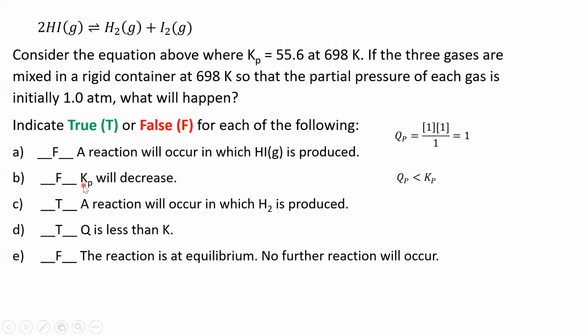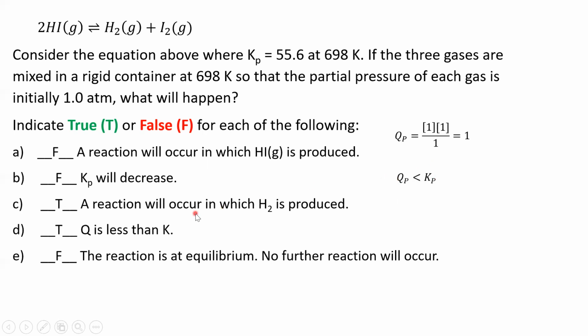B, Kp will decrease. Well, K is a constant unless we change the temperature, and it doesn't say anything about doing that in this question. K is a constant, so no, K is not going to decrease. Q will change, and actually Q will increase, okay? But K can't change. We're not decreasing K to make it equal to Q. We're increasing Q to make it equal to K.